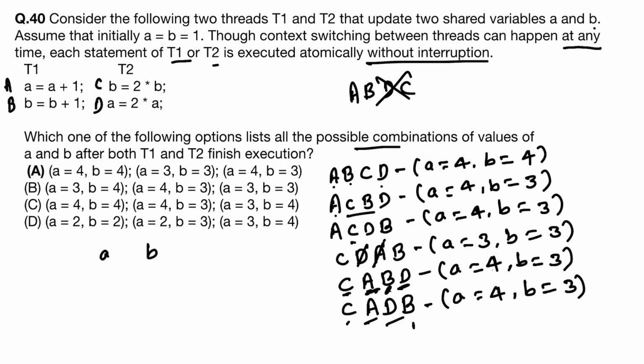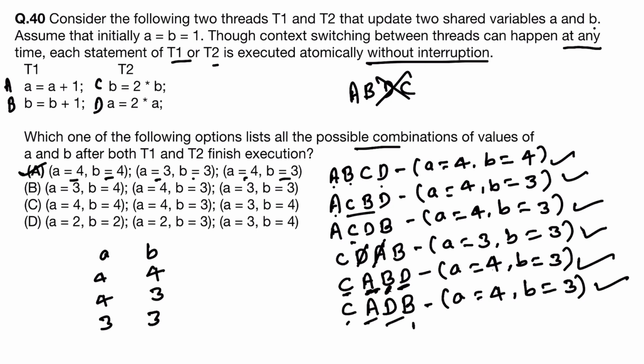So what are the values of A and B? We get 4, 4, then 4, 3, and 3, 3. Others are repeating. So 4, 4, 3, 3, 4, 3. This is the correct option, A option. No other option is matching. So A option is the correct answer.